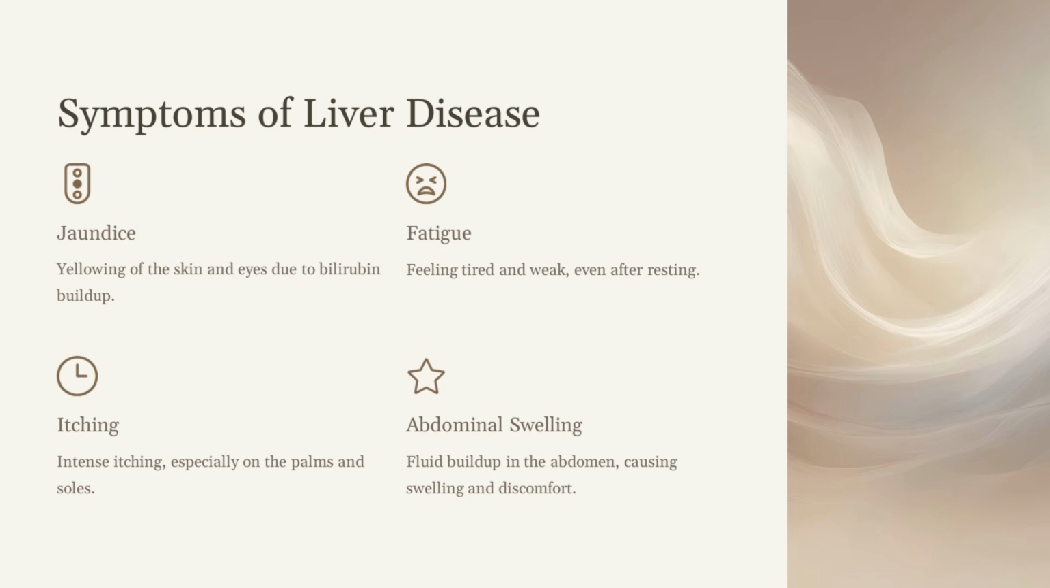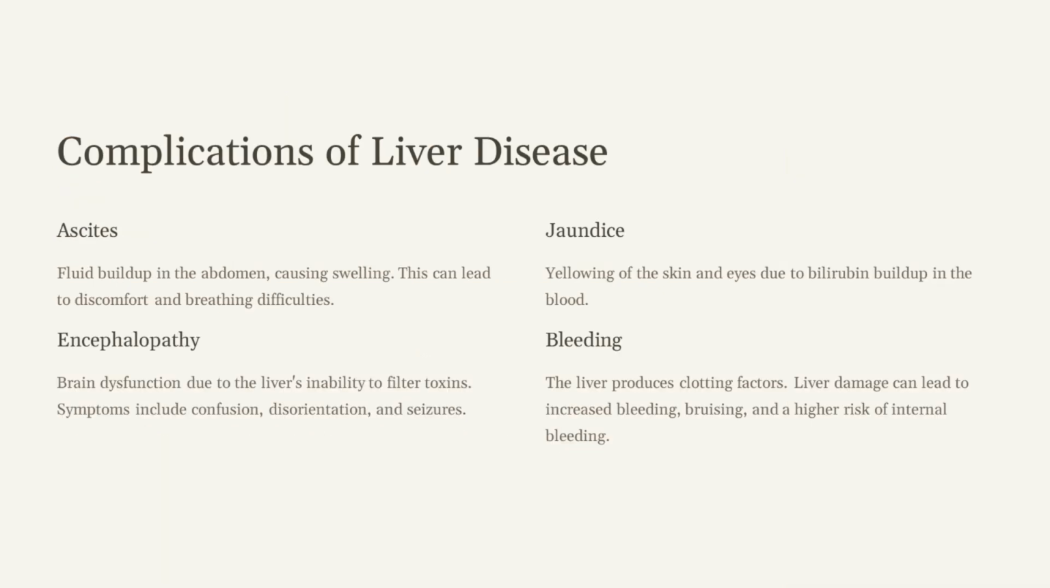Liver disease can lead to a number of serious complications that impact the body in different ways. Ascites is the buildup of fluid in the abdomen, which can cause swelling, discomfort, and make it difficult to breathe. Encephalopathy is brain dysfunction caused by the liver's inability to filter out toxins. This can lead to confusion, disorientation, and even seizures.